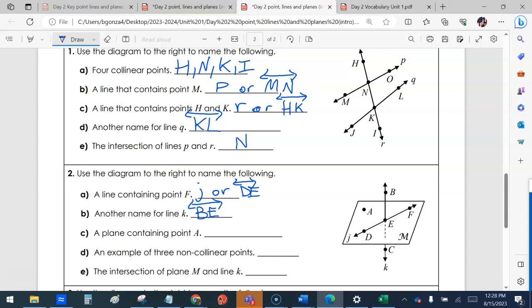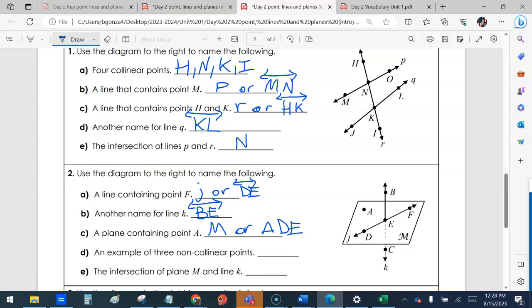Another example could be EC, BC, EB, CE, CB. Those are all options. Okay, a plane containing point A. So what's the name of the plane that has A randomly out here? You could call it M, the weird script font, or I need 3 points on that plane. ADE works too.